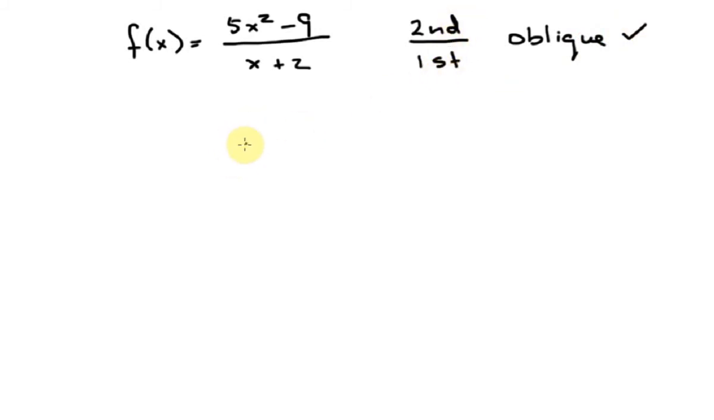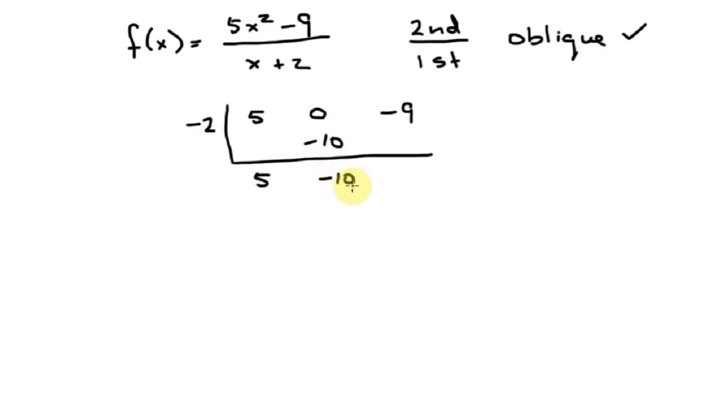Now I'm going to go straight into the division. I can see that's a binomial with no number in front of the x, so I'm going to use synthetic division because it's faster. We're dividing by x plus 2, which means plug in negative 2. Then we have 5 in front of the x squared, no x's, and negative 9. Bring down the 5, and away we go. 5 times negative 2 is negative 10. Add them up, and we get negative 10. Negative 10 times negative 2 is 20. Add those up, and we get 11.